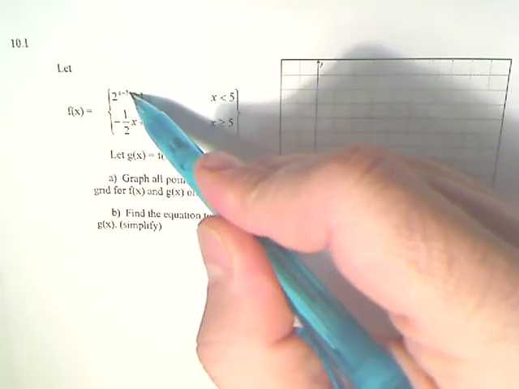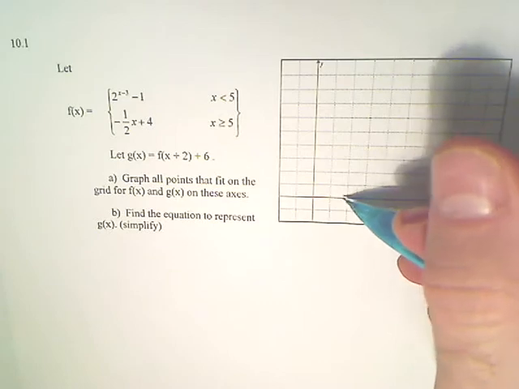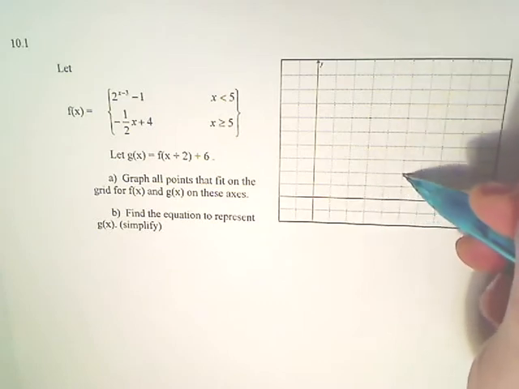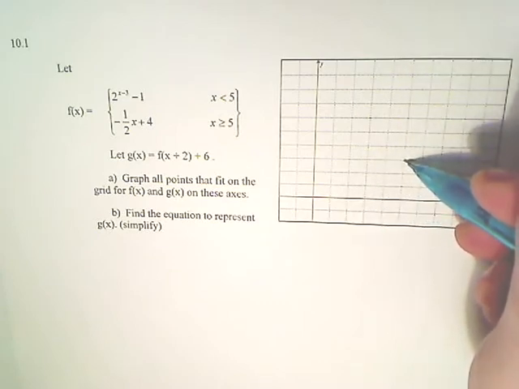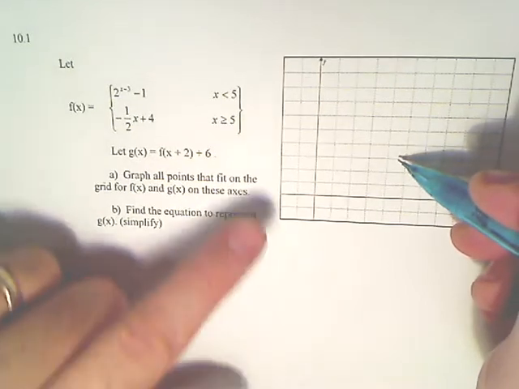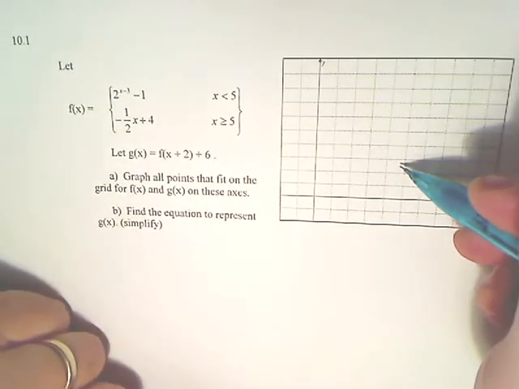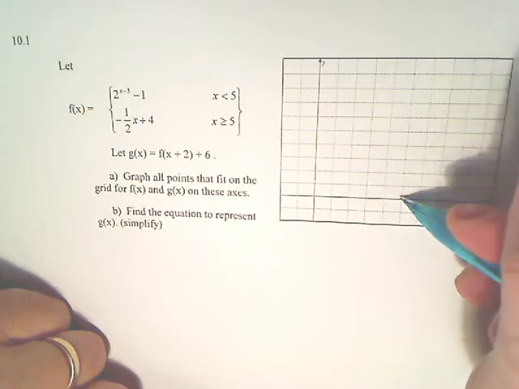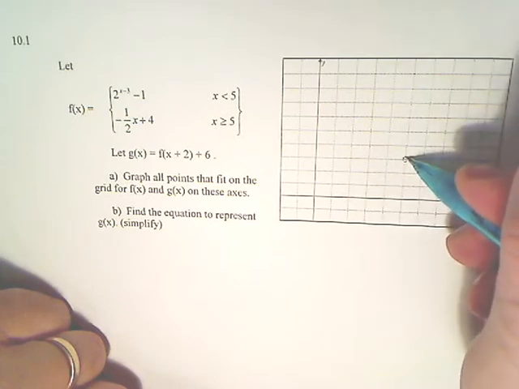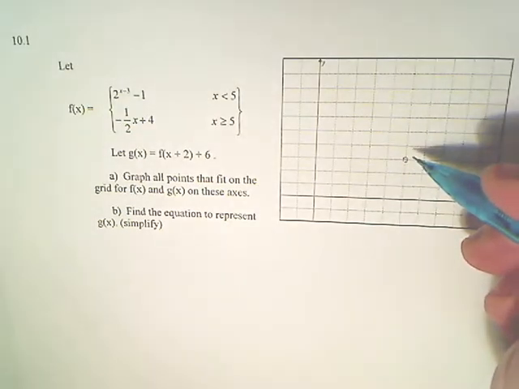2 squared is 4. 4 minus 1 is 3. So we chose 5, and we got 3 as our answer. Now the circle that you make, or the dot you make, is dependent upon your inequality. In this case, we make an open circle rather than a closed.